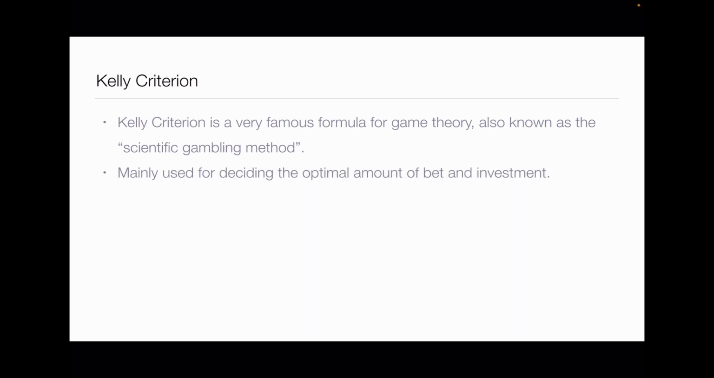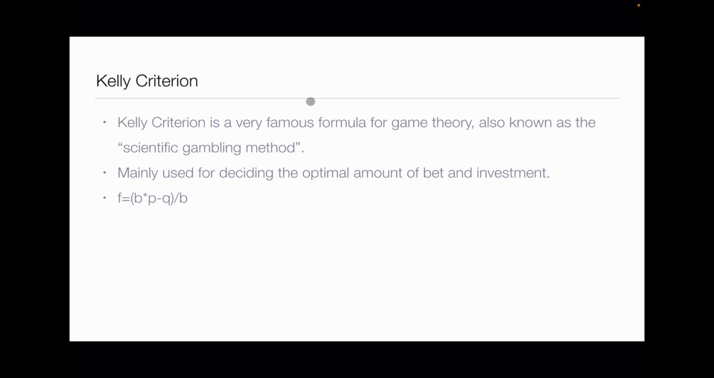Lastly, we're going to introduce another new concept called the Kelly criterion. Kelly criterion is a very famous formula for game theory, also known as the scientific gambling method. It is mainly used for determining the most appropriate bets or capital in games or investments. It was first used for strategy games like roulette. Its formula is F equals B times P minus Q, all over B.